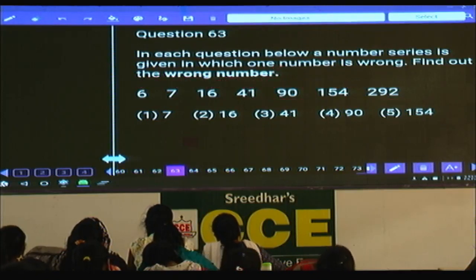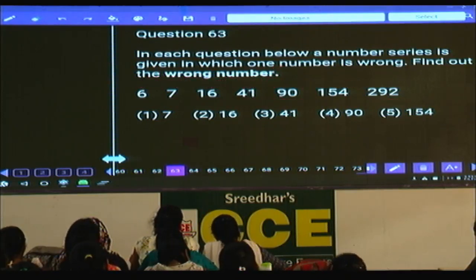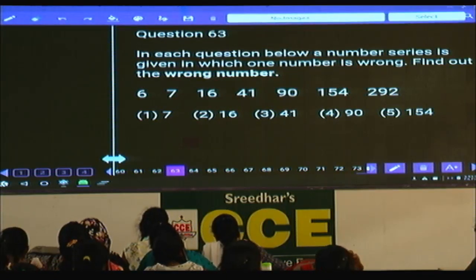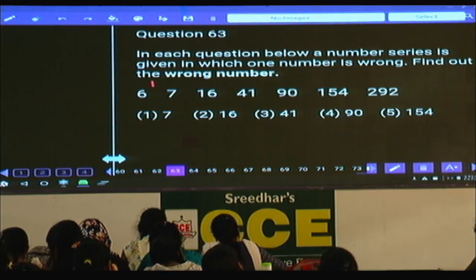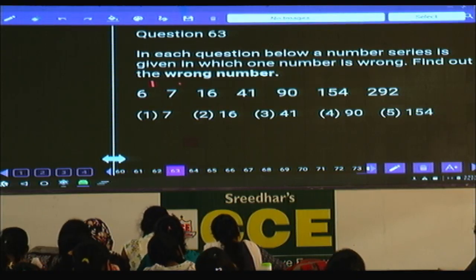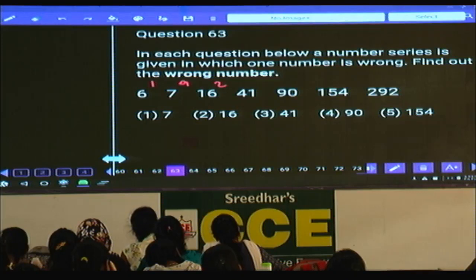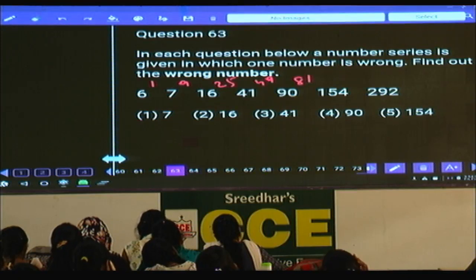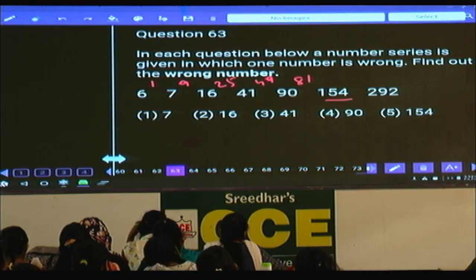Now in this 63, 6, 7. Numbers starting with 6, ending with 292. The numbers are increasing at a smaller rate, hence difference. 7 and 16 difference is how much? 9. And 16 and 41 difference is how much? 25. 1, 9, 25 is nothing but 1 square, 3 square, 5 square. Next one, 7 square. Next one, 9 square. Isn't it? 9 square. 1 should be the number. 154 is the wrong number.